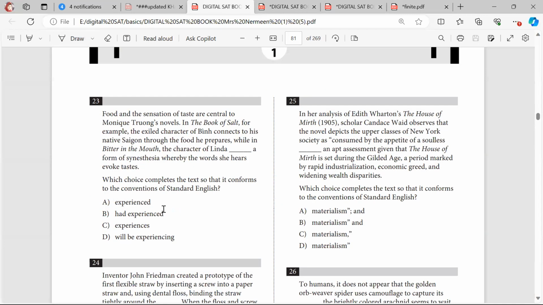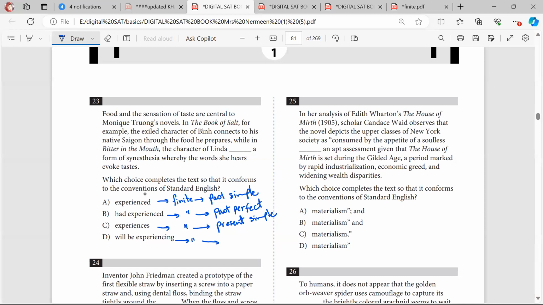In this question, I found that this one is finite, showing past simple tense. And this one also finite, and it shows past perfect tense. And this one is finite, and it shows present simple tense. And this one is finite also and shows future progressive. Now, it's not a finite versus non-finite question anymore. It has 4 different tenses. So I need to check the tenses in the text so that I can pick the correct one.